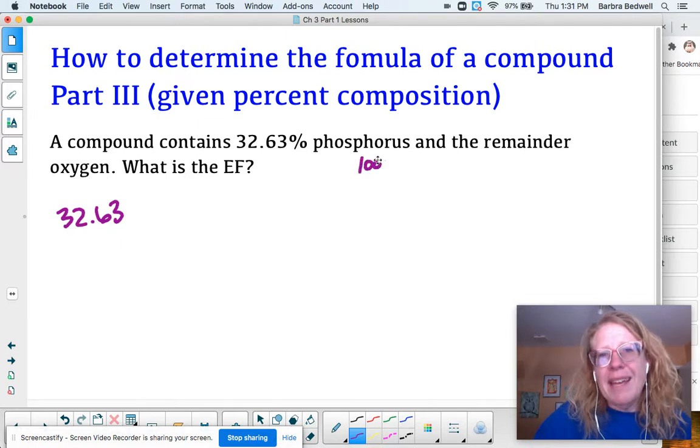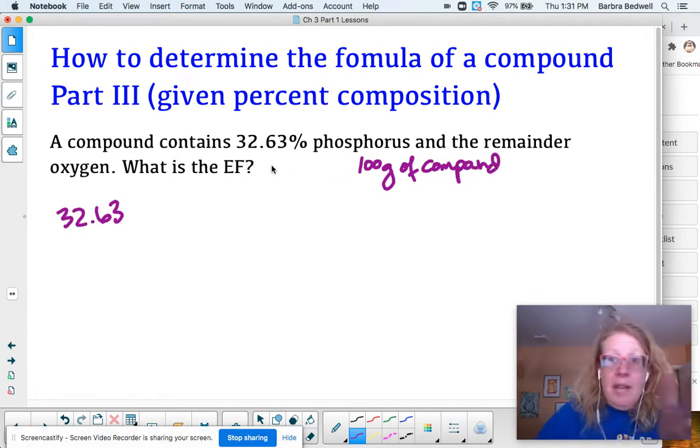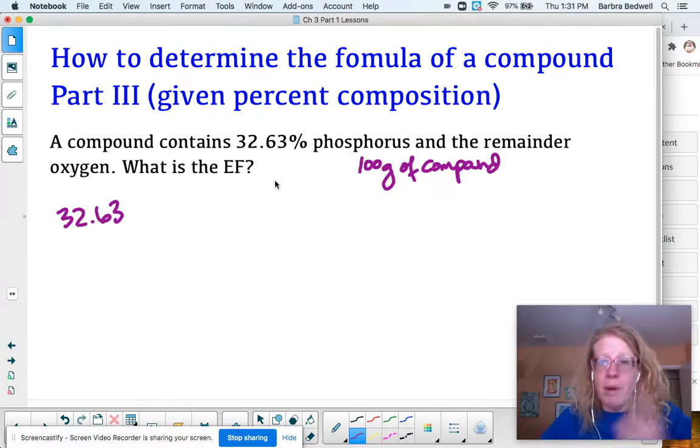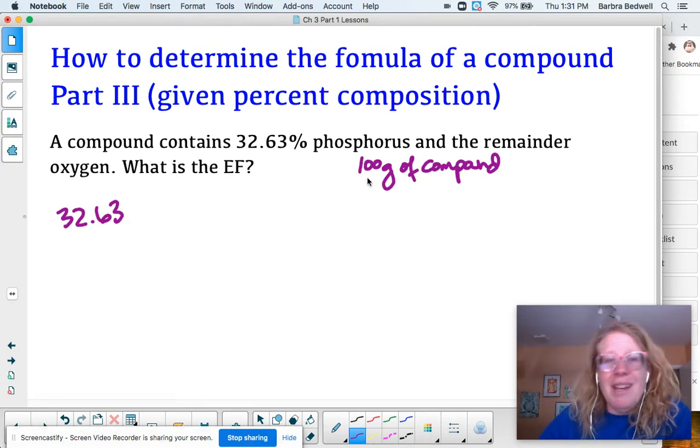If I have exactly 100 grams of the compound, again, nothing is given to us. It just says percent composition. I can have whatever size I want. I could have 200 grams, 500 grams, 1,000 grams, or 1 gram. But I'm going to make it really easy on you. Let's pretend we have exactly 100 grams of this particular compound.